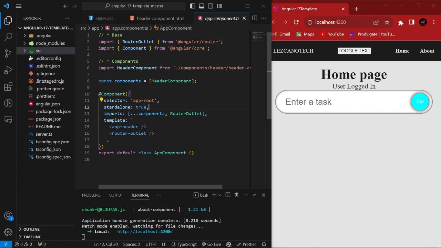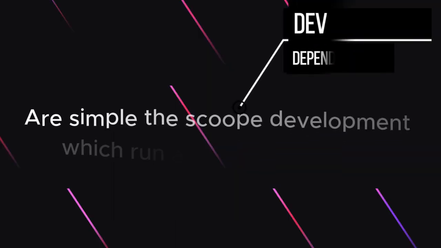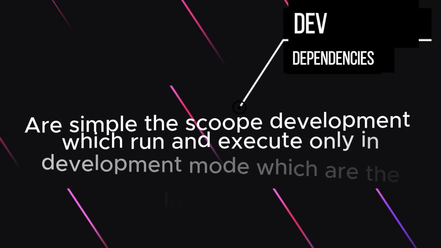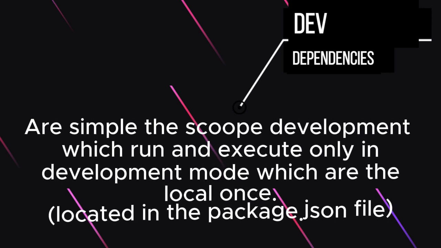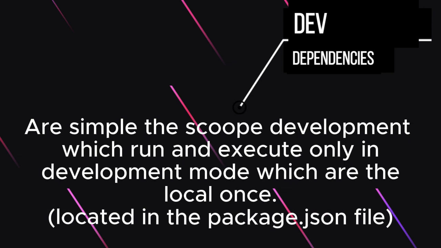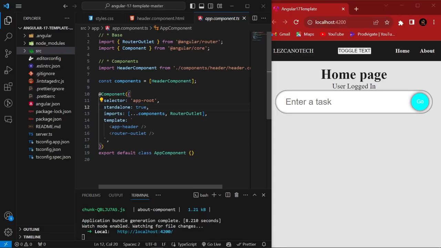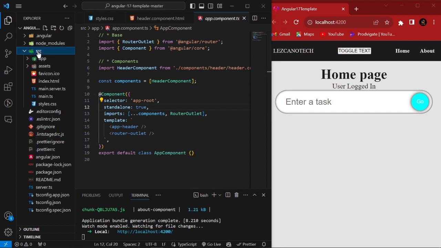So what are dependencies? If you're a developer or you are new to the system, you've been hearing about dependencies. So someone will ask, what are dependencies? Dependencies are simply the packages needed for development, which run and execute in development mode, which are the local ones, and you can find these dependencies inside the package.json. So let's expand this source and locate the package.json which we have over here.